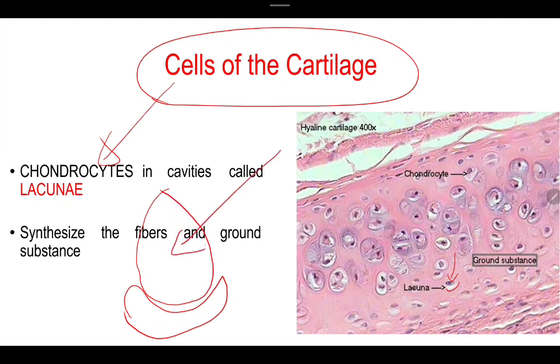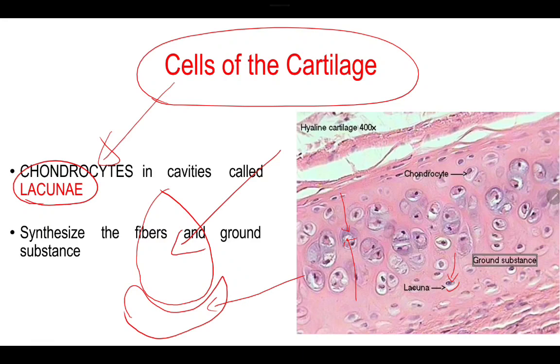So, this is the chondrocyte. This is the lacuna. So, this one. Ayan, that is the lacuna. And this one is the chondrocyte. So, tandaan lang, chondrocytes are in cavities. Ang tawag sa cavities kung saan sila nakalagay is lacunae pag plural, lacuna pag singular.